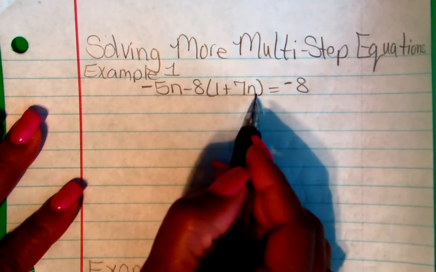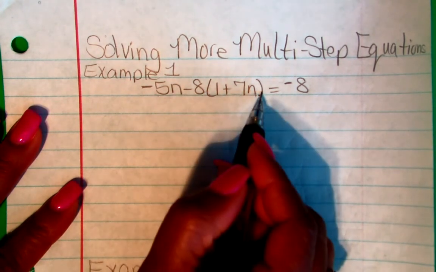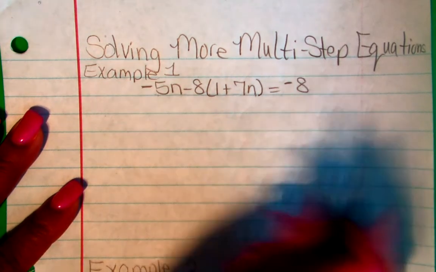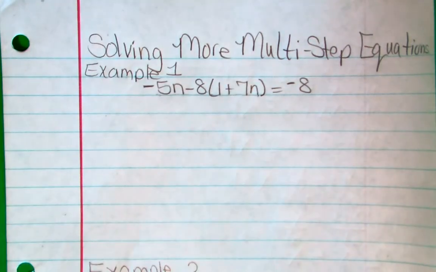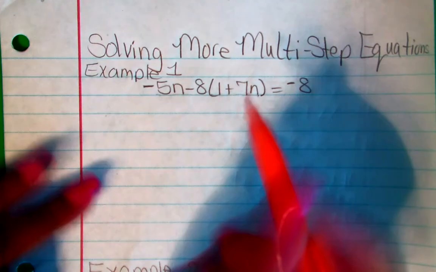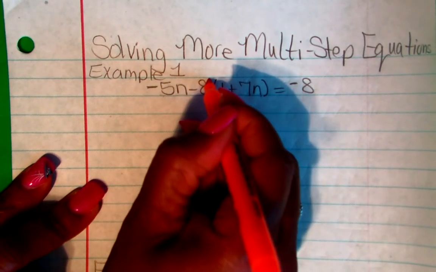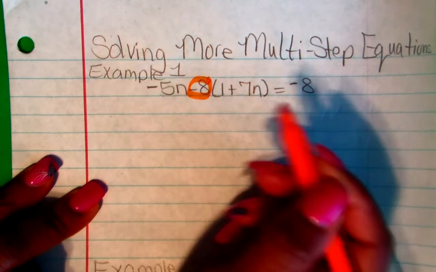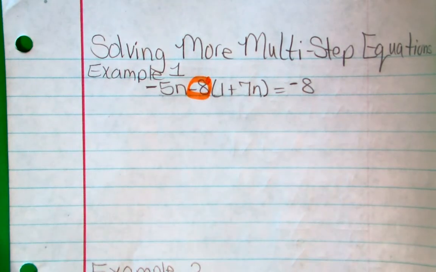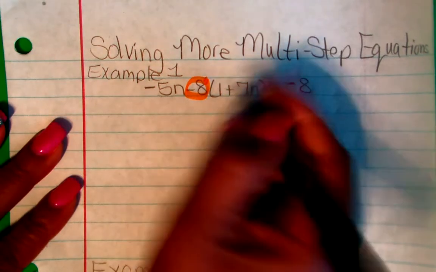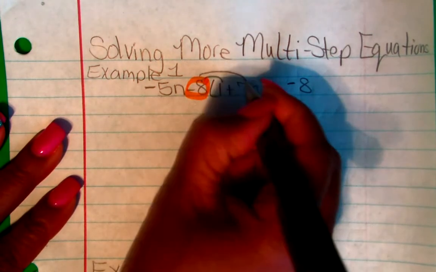You see we have grouping symbols. So first, let's get rid of the grouping symbols. Okay. Therefore, I'm going to use distributive property. This right here is what I'm going to distribute. The -8. I'm going to distribute the -8 to everything within the parentheses.